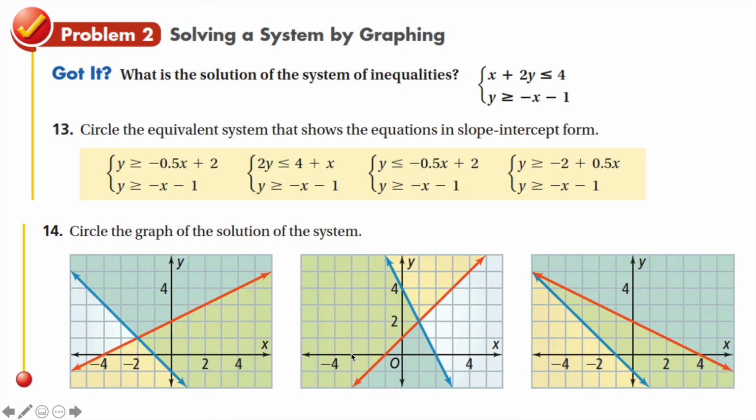Problem number 2, solving the system by graphing. Now, normally with an equation, we would just simply figure out where they cross, right? And if they cross, that is going to be the portion that we consider the solution. However, when you're talking about any sort of inequality, we also have to do that shaded region, which you can kind of start to see down here.